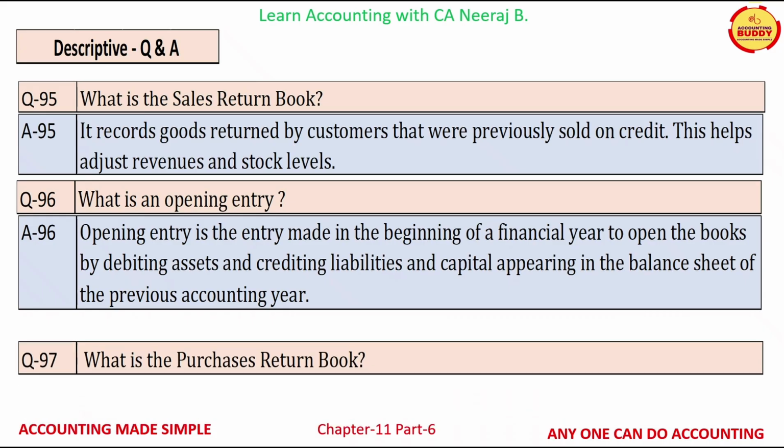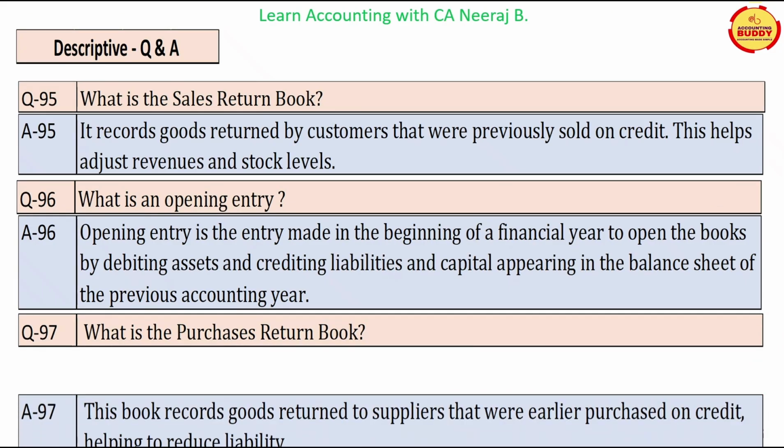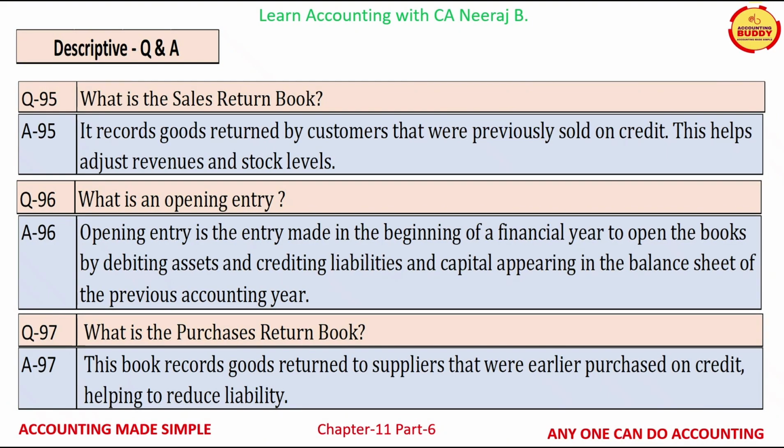Question number 97 is, what is the purchase return book? And the answer is, this book records all the returns to supplier that were earlier purchased on credit. It helps to reduce the liability.